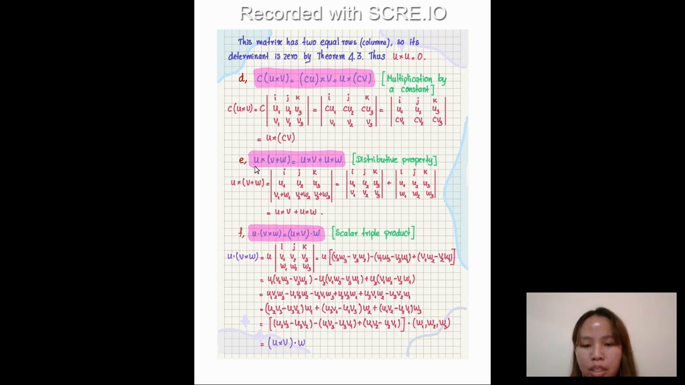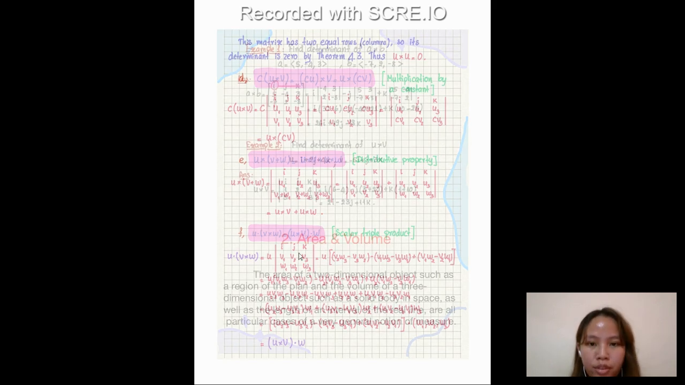And the fifth property is about U cross V plus W equals U cross V plus U cross W, and it is called the distributive property. And here is the proof. And the last property is about U dot V cross W equals U cross V dot W, and it is called the scalar triple product. And here is the proof of the property.